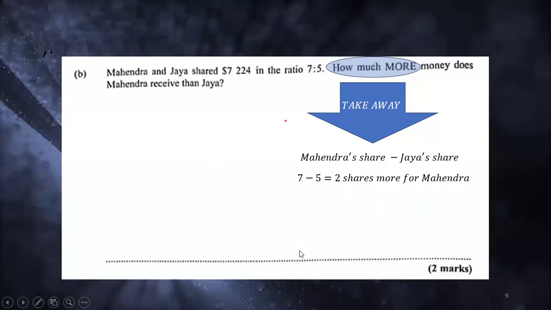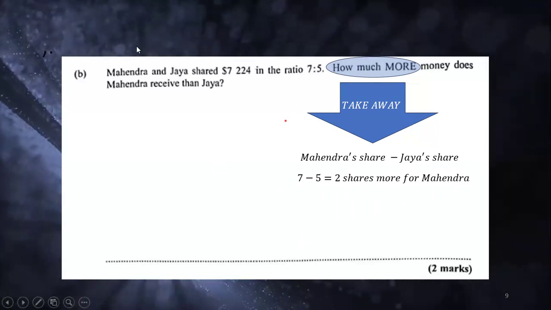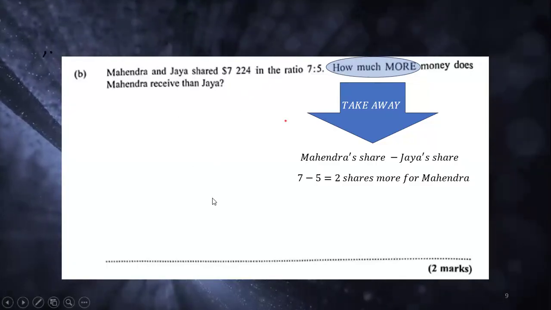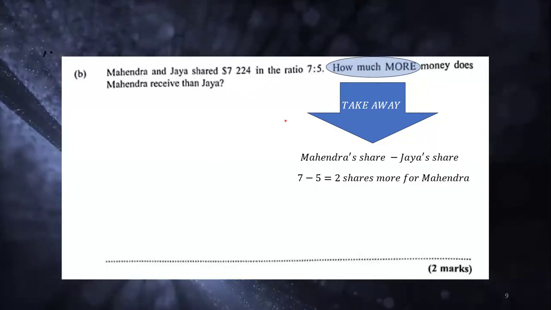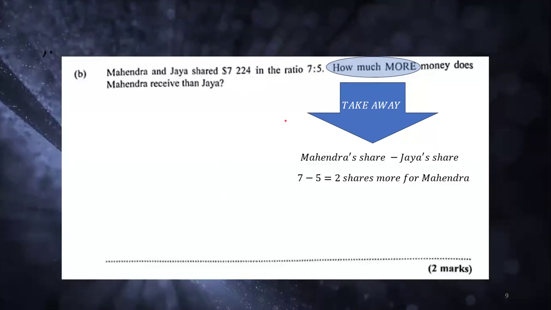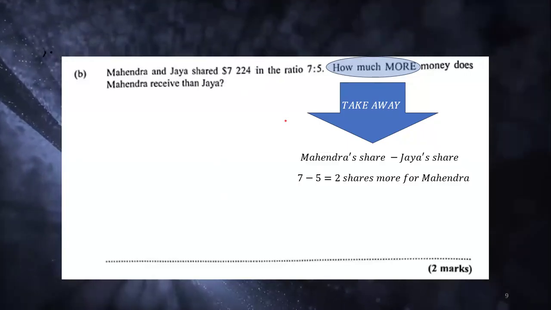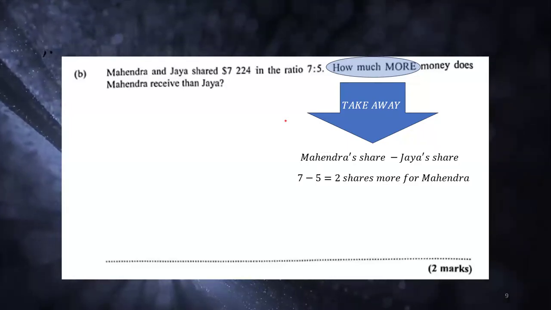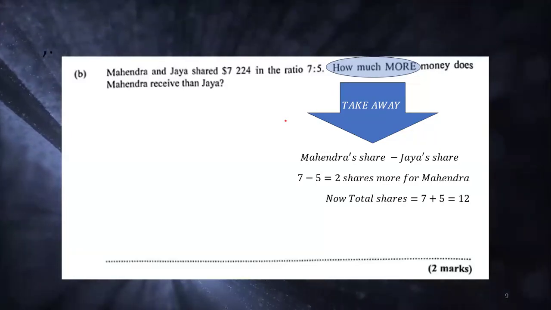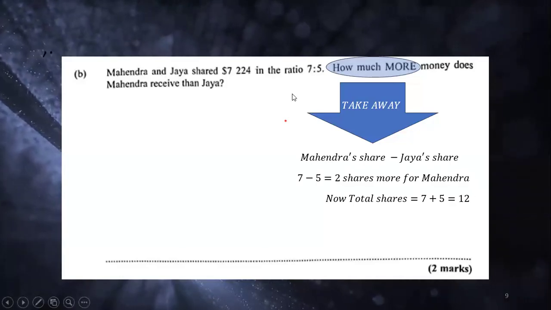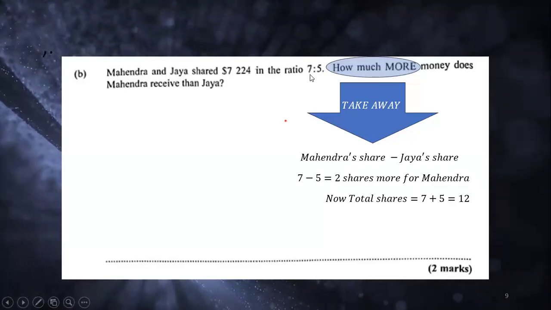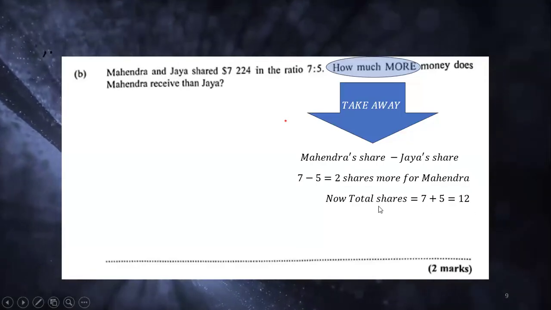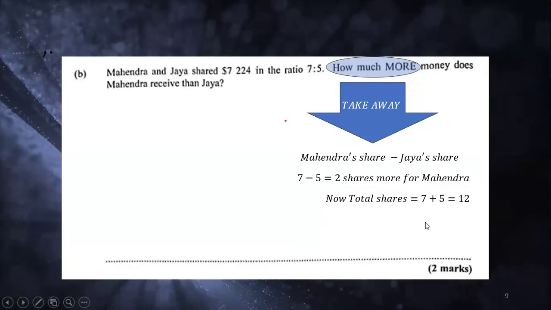Now we have to figure out how much is 1 share because we have $7,000 plus. And everybody has a share. So if Mahindra gets 2 shares more, I want to know not just how many shares, but what that equates to in terms of finances. So, all the shares add up to 12, 7 from Mahindra and 5 from Jaya. 7 plus 5 is 12. So the total number of shares is going to be 12.